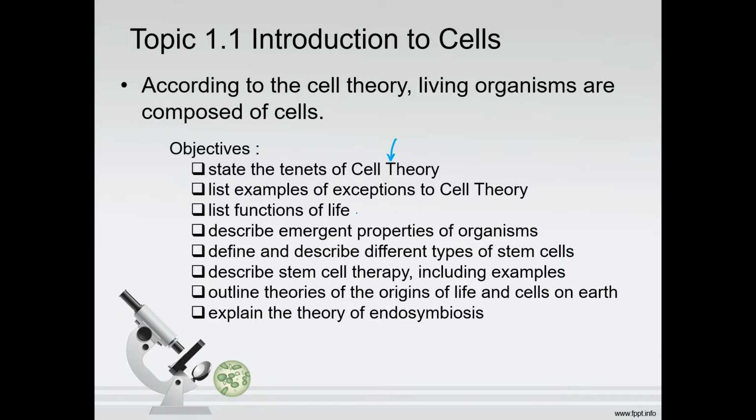We're going to talk about functions of life, what makes living things living and non-living things not living. We're going to describe the emergent properties of organisms, which is super cool because it's kind of like a combination of biology and philosophy. So big brain ideas. We're going to define stem cells, talk about different kinds of stem cells, and I'm going to talk about how we can use those stem cells in therapies, different ways that we can treat diseases and injuries with stem cells. We're going to talk about the ethics of doing that too.